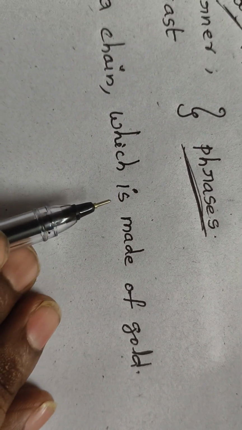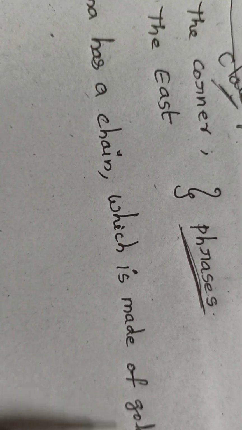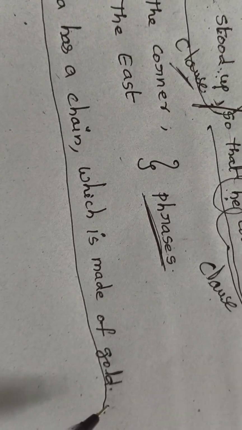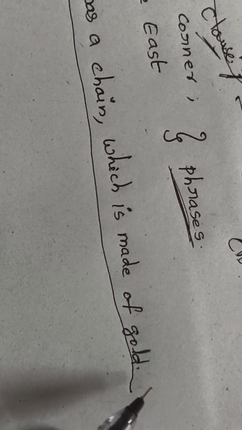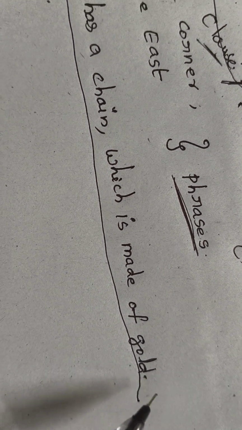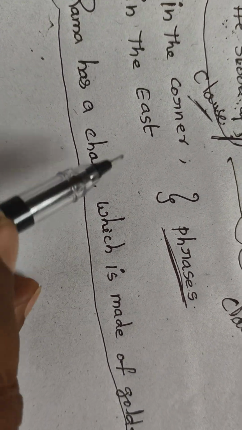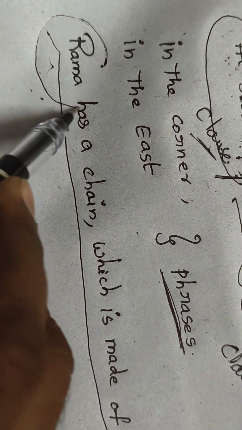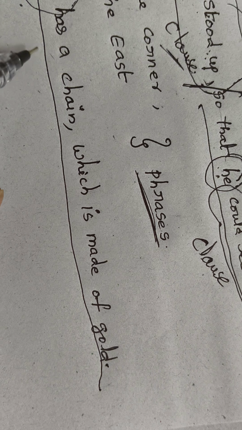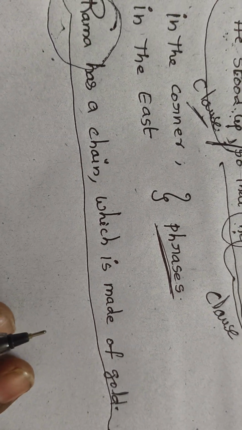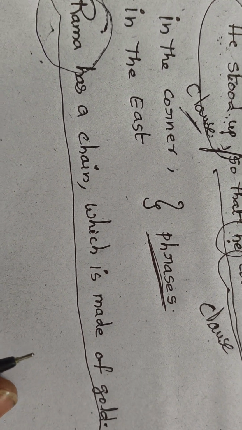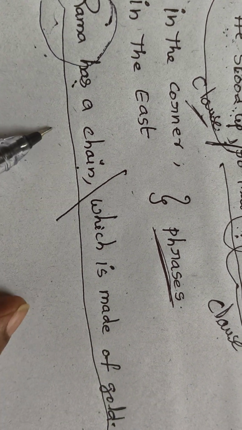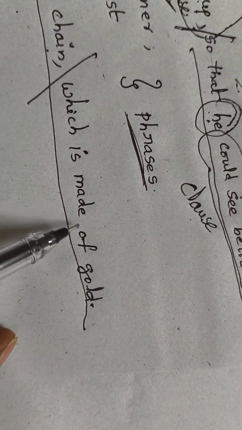For example, Rama has a chain which is made of gold. It is a sentence because all the characteristics required for a sentence are fulfilled in this part. Rama, we are going to talk about Rama. It is the subject. The remaining part is called the predicate. But if we see clearly, there are two parts. Rama has a chain is a clause; which is made of gold is a clause.